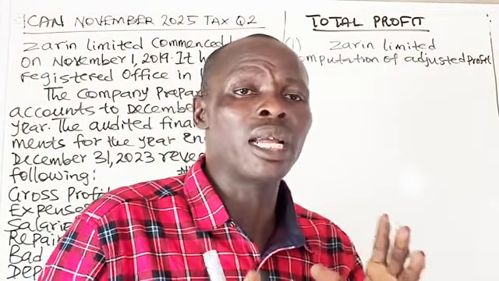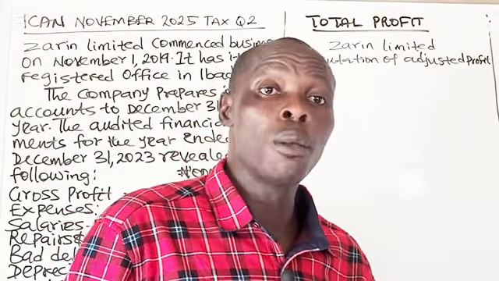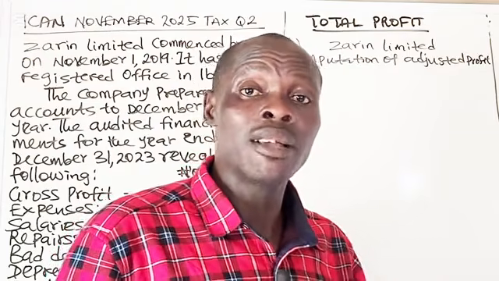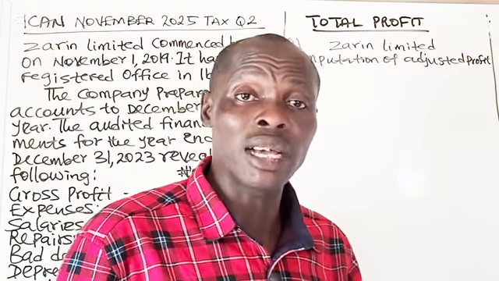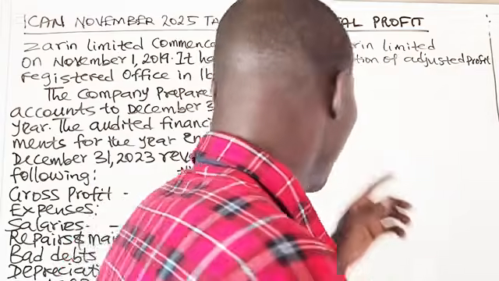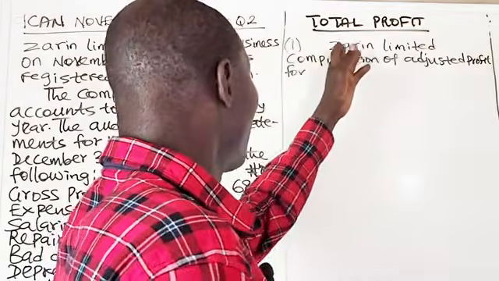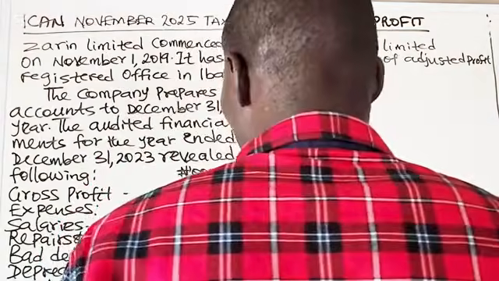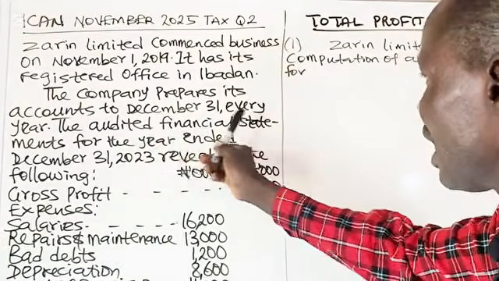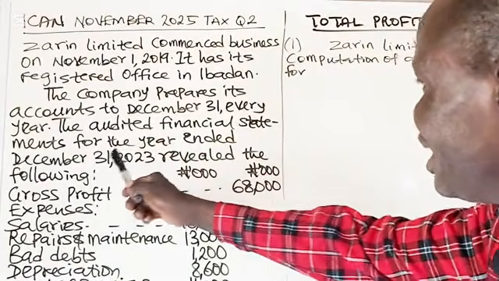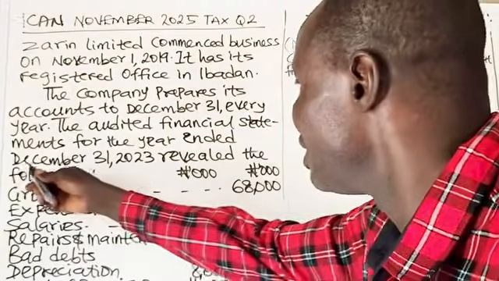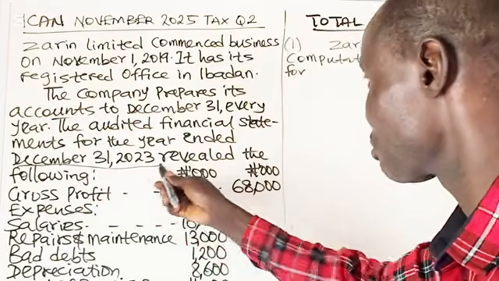So it is always essential you put year of assessment, especially where you have a question. Examiner might say for relevant year of assessment, you must put the year of assessment. Where you are expected to put the year of assessment, failure to put the year of assessment in your question will amount to 0 marks. So now, what will be the year of assessment for Zarin Limited? So remember the profit you are given here. The audited financial statements for the year ended December 31st, 2023. So this is profit for the year ended 2023.